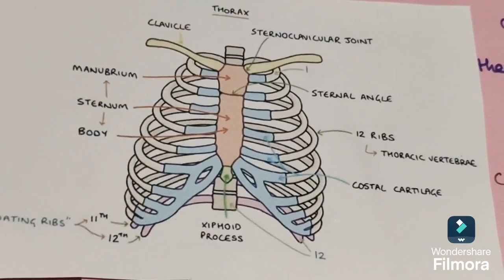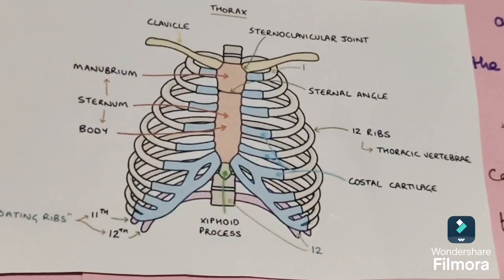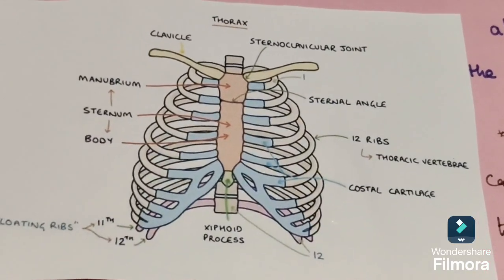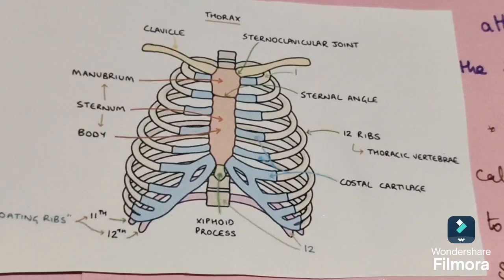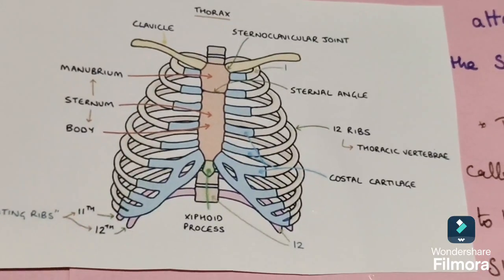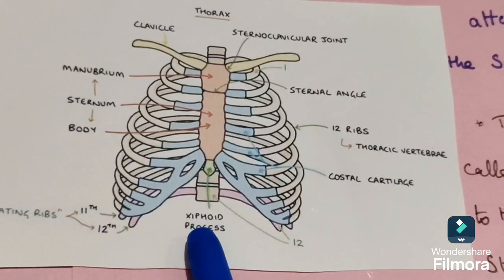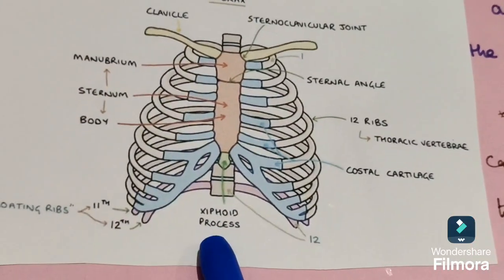This attaches to the body of the sternum at the sternal angle. At the very end of the sternum, there is a small bone called the xiphoid process.